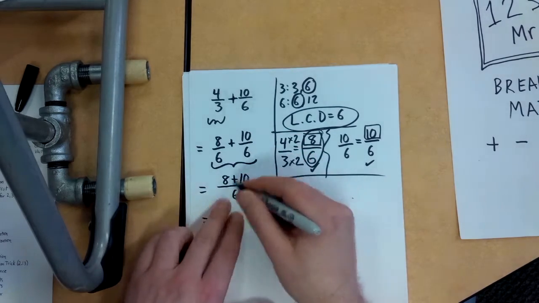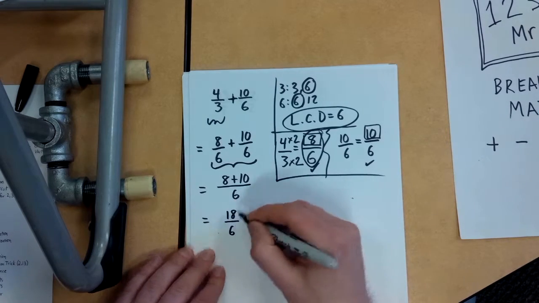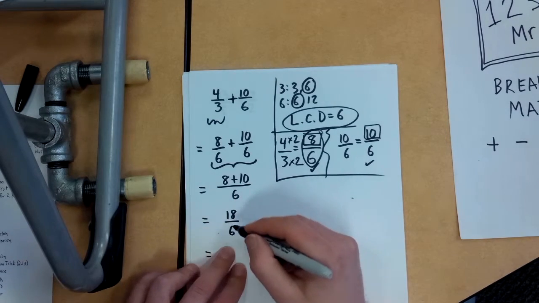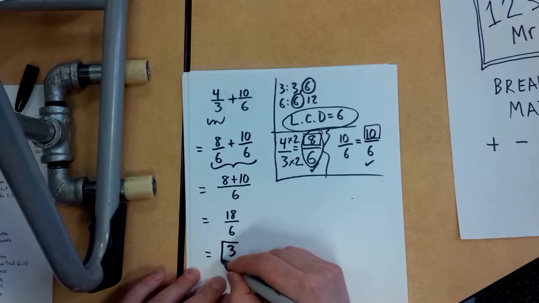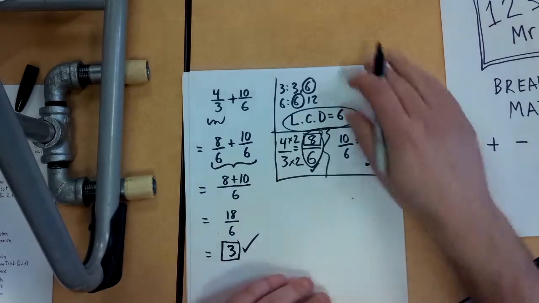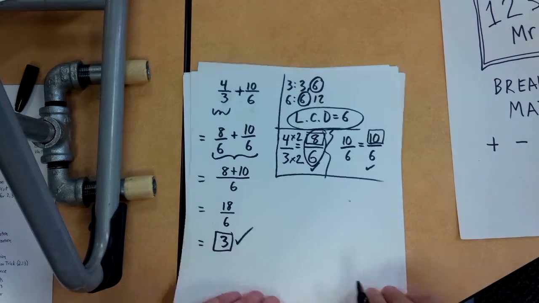And I'm going to solve this. That's 18 divided by 6. And then from here I'm going to simplify as much as I possibly can. In this case we already know that 18 divided by 6 is 3. So we have an answer of 3. Pretty straightforward, piece of cake. Let's try another one here.